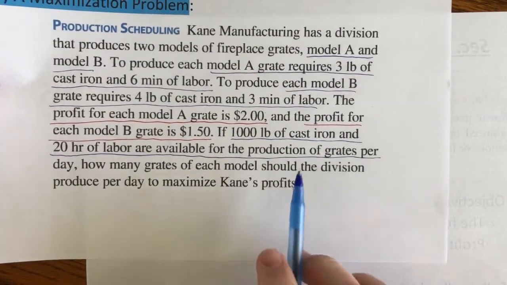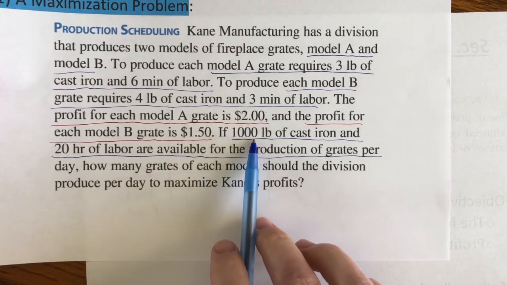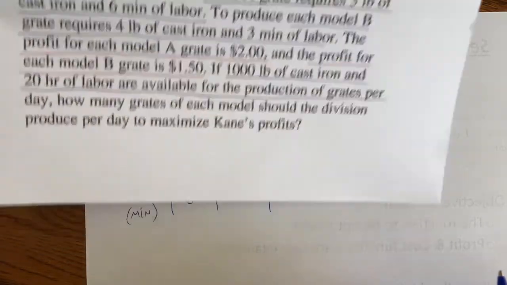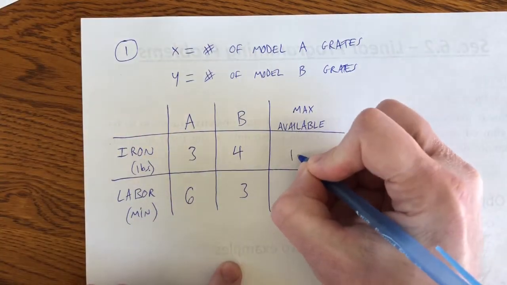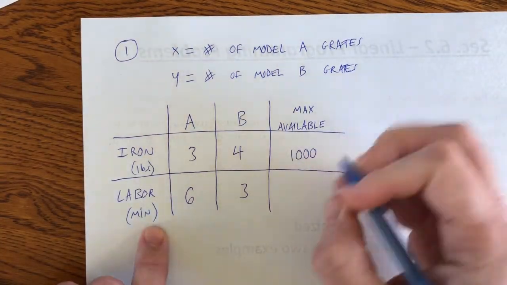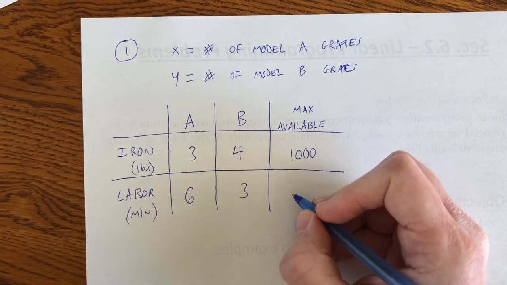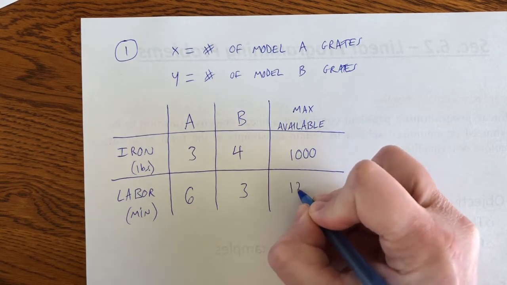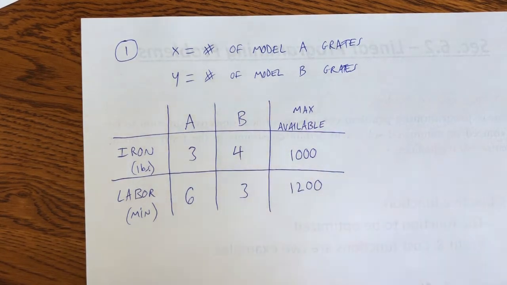Okay? And then it goes on to say later on in the problem, 1,000 pounds of cast iron and 20 hours of labor. So 1,000 pounds of cast iron, but then 20 labor hours. Well, it has to be in terms of minutes. So that's going to be 20 times 60, or 1,200 minutes.